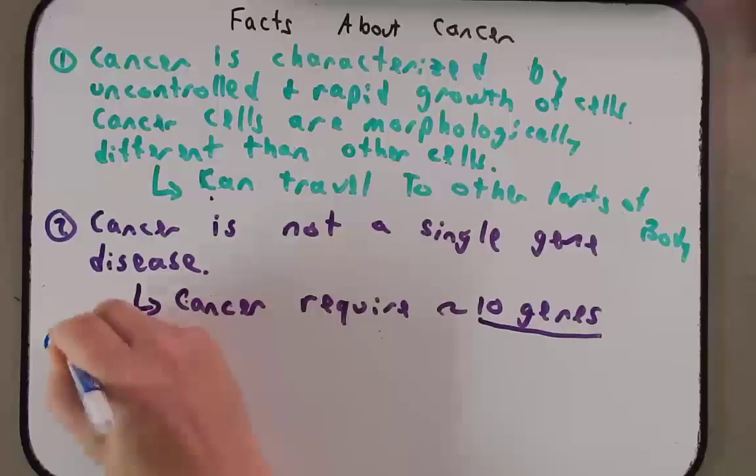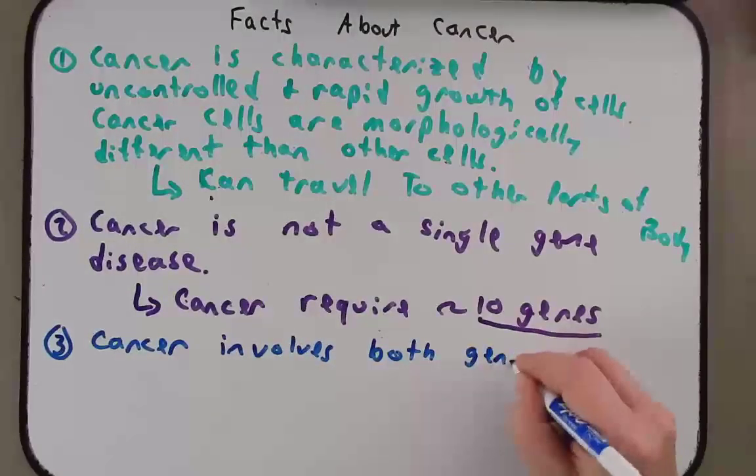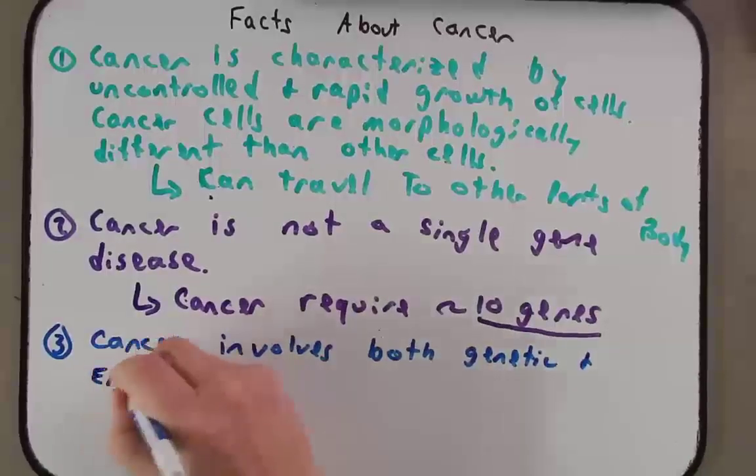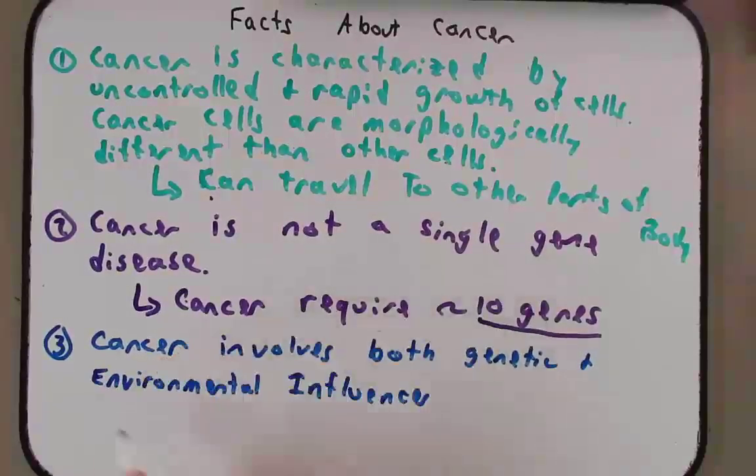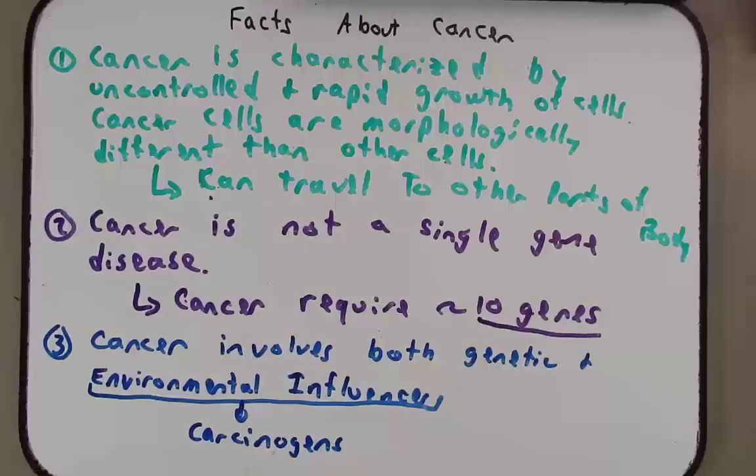Next thing I'd like to say is that cancer involves both genetic and environmental influences. Often the environmental influences will generate mutations, and anytime there's an environmental influence like a chemical of some sort, or UV light, or many of these other agents around the environment, we say that they are carcinogens. A carcinogen is a chemical that generates mutations that can lead to cancer.